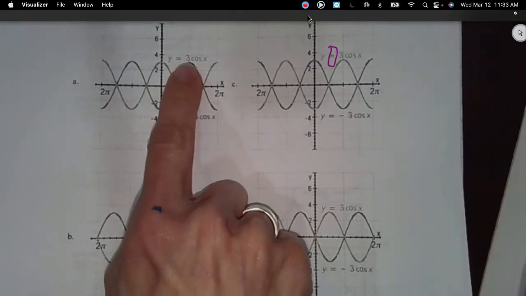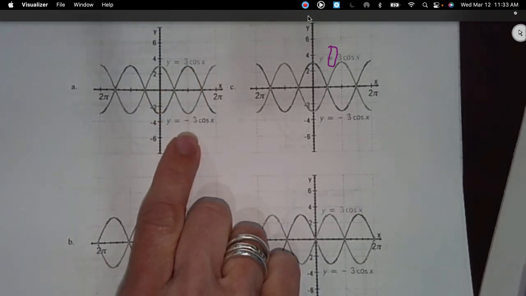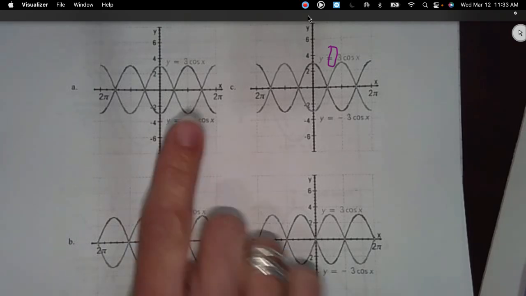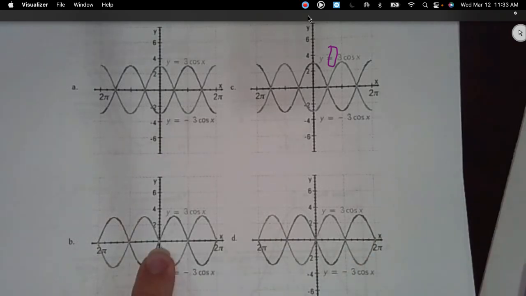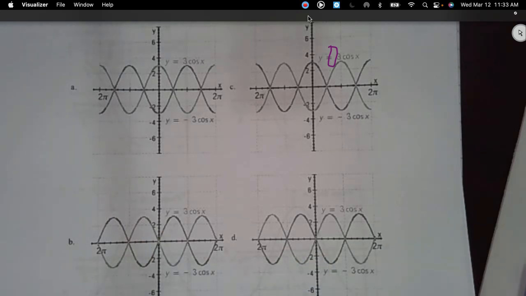Like this one says, I'm at 3 cosine of x. This one says I'm at negative 3 cosine of x. Where would you start on those? Notice these both go through the origin, right? They look like the same graph. It's because there's no color. Anyway, there's 2 answer choices that could be it. Just pick either one.